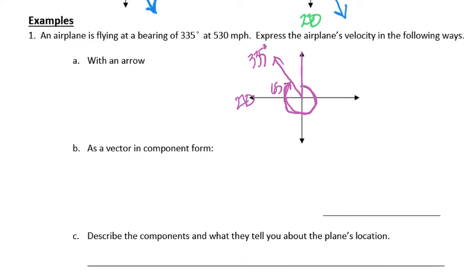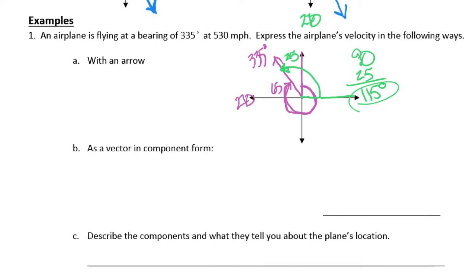So I need to figure out my rotation from the positive x-axis to where I just landed in my bearings. Well, if that's 65 degrees, 90 minus 65 is 25. So 90 plus 25 is going to be 115 degrees. So my standard position angle is a 115 degree angle.